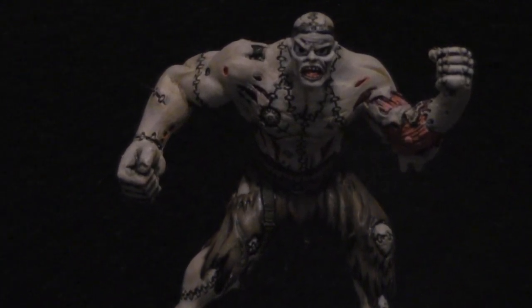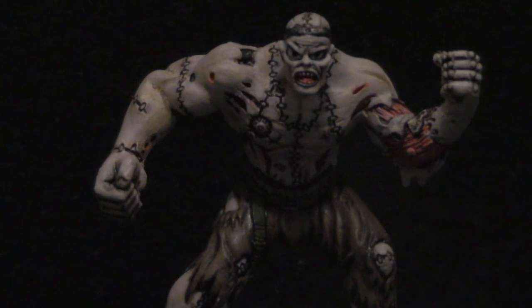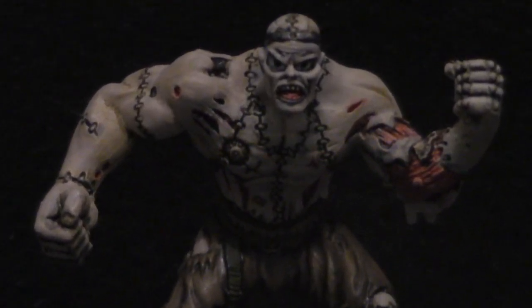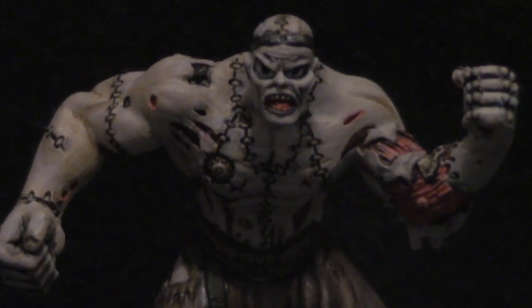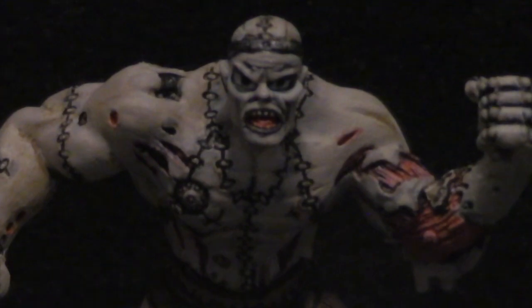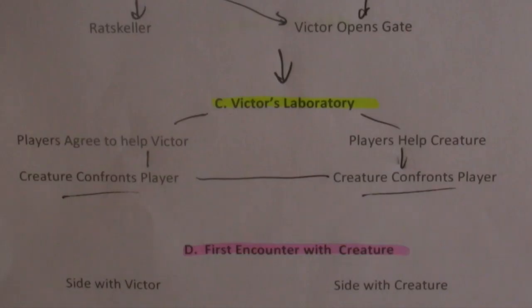If Victor makes the mate for the creature, the mate will disappear to the North Pole and will never be seen again. And the creature vows, "I swear to you, for the love of another such as myself, I would make peace with your whole kind." Then he disappears, not harming the character at all.